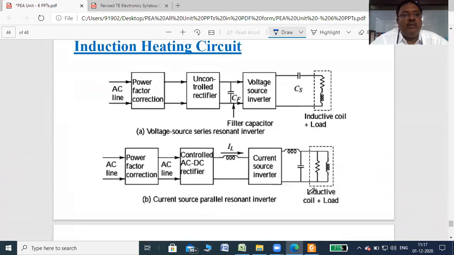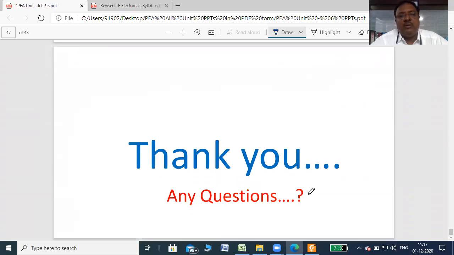Okay, then this is the end of unit number 6. What we have seen are the applications of converter, inverter, chopper, etc. That is given in unit number 6.